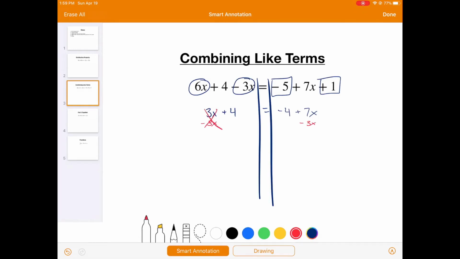When I subtract it, it goes away on the left, and I'm left with just 4. And on the right, I drop down my -4, and then 7 minus 3 is 4x. And now I have a variable on one side.